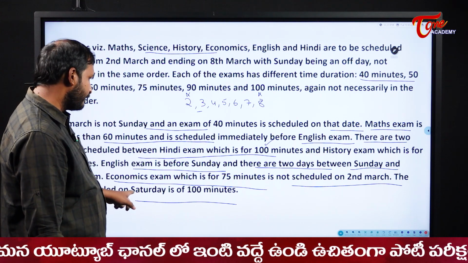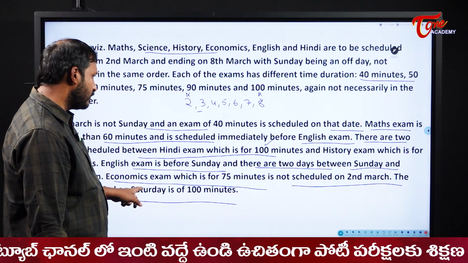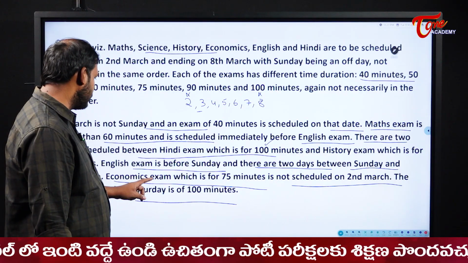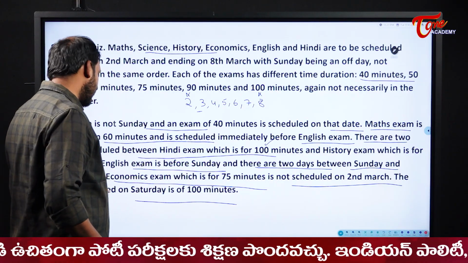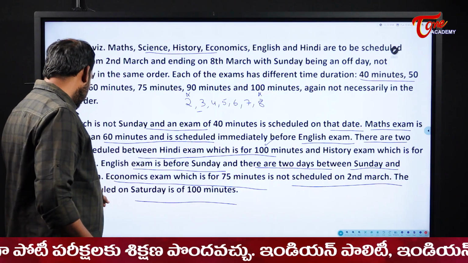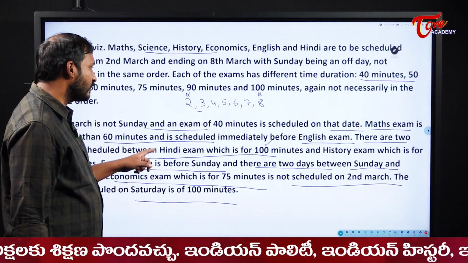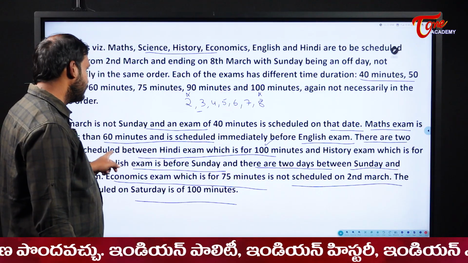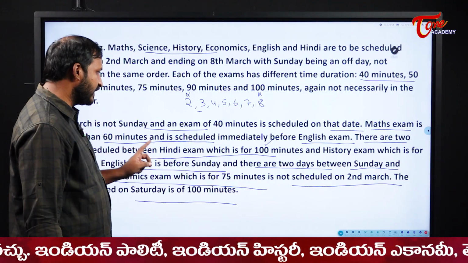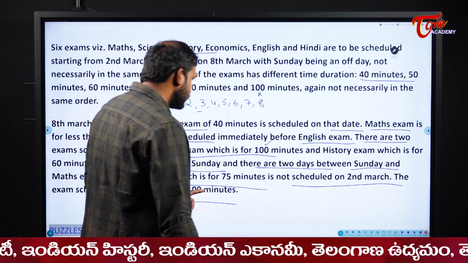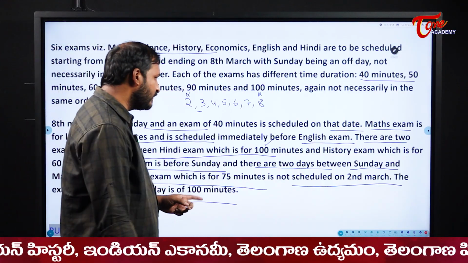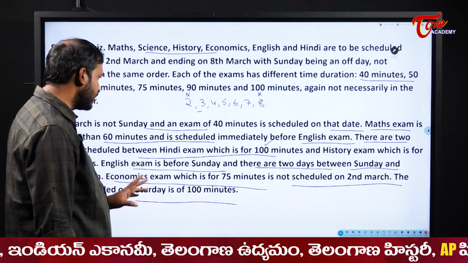Sundays schedule on and the maths examination. English is examination. There are 2 days between Sunday and maths examination. Okay, exam schedule on Sundays, which is for 60 minutes. There are 2 exams, definitely examinations, not a holiday. So 2 days between Sunday and English, that is also fine.